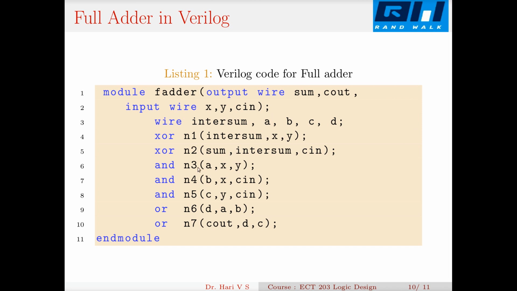Now X and Y are ANDed together. These three ANDs create my three product terms for carry. The first is X and Y, which gives me A, and X and Cin gives me B. These are all AND gates. Then Y and Cin gives me C. So these are the 3 terms. Now we have to OR them. ORing means I need a 3-input OR gate, and I am realizing it with 2-input OR gates.